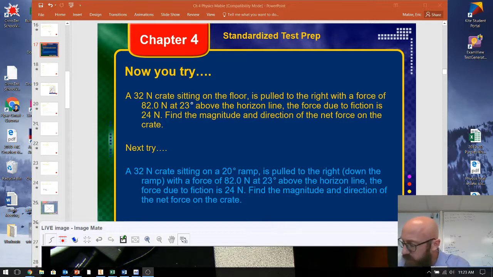The ramp is 20 degrees. The crate itself has a force due to gravity equal to 32 newtons. And the mass, as we found the last time, is 3.262 kilograms.